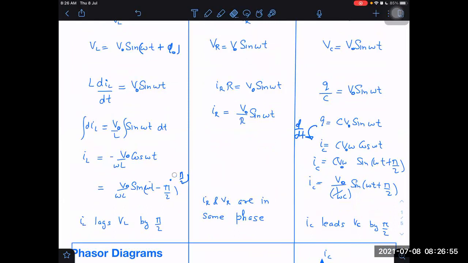Wait a second. I think you still cannot get the answer unless I tell you something more here. Also see what is the magnitude of the current, this peak value. You cannot just write it as V naught here. It is becoming V naught by omega L. This is V naught by R. This everybody knows already.